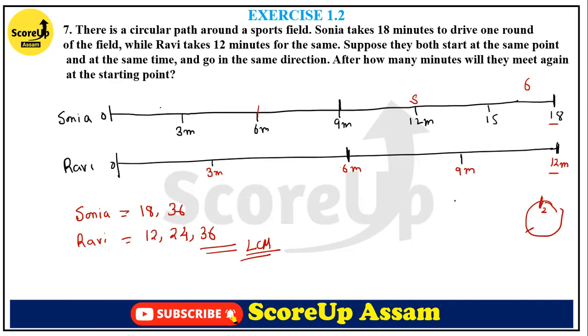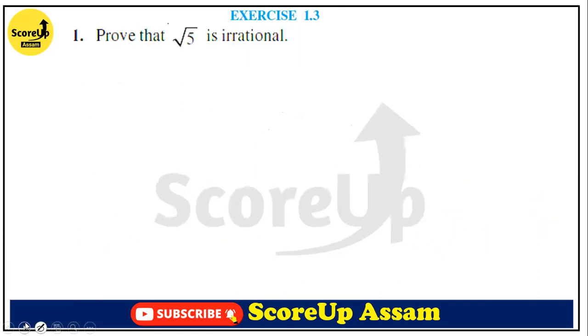If you take a scale and divide the circle into 36 parts like this, and mark 0, 1, 2, 3, 4, 5, 6, 7, 8, 9, 10 like this, then you will understand in a better way why we find the LCM instead of HCF. Okay. Now let's move on to the next question.